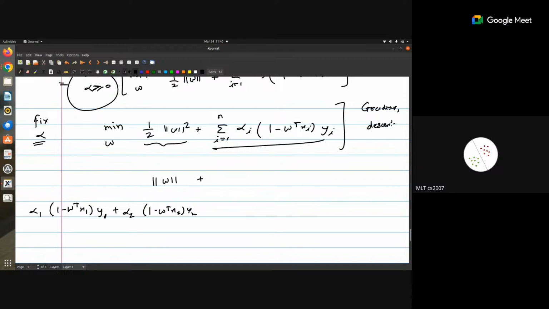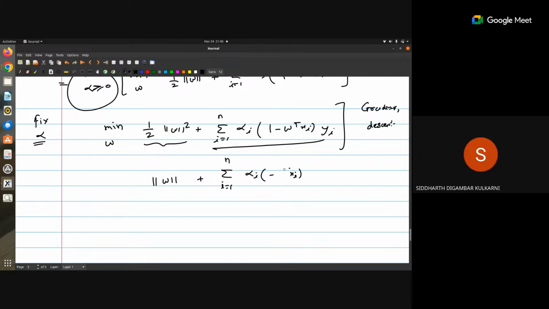Yes, sir. So can I say alpha i, summation i equal to 1 to N, and w transpose xi into yi? I hope this is clear. If you're not able to, you can just write down the summation. So it will be minus alpha i into minus of xi into yi, since the derivative of w transpose xi is xi. Now what we need to do is equate it to 0.